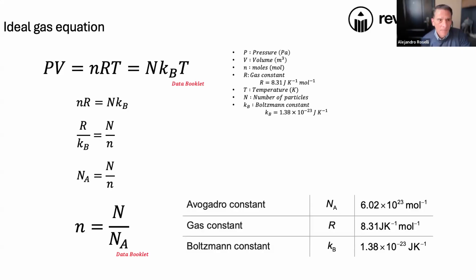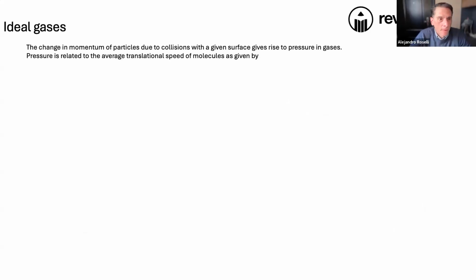Let's move on now. For ideal gases, we still need to explore a few expressions that are related to the speed of the particles and the energy of the particles. So let's start by saying that the change in momentum of particles due to collisions with a given surface gives rise to pressure in gases, as we discussed earlier.